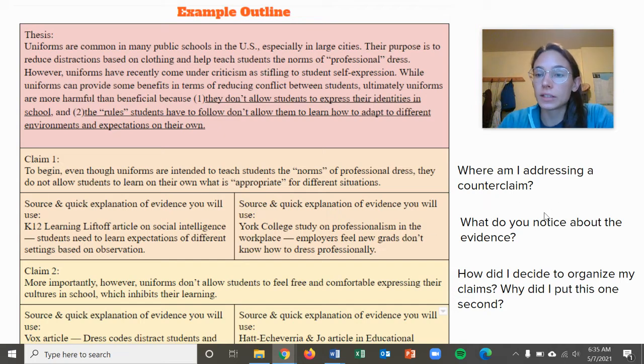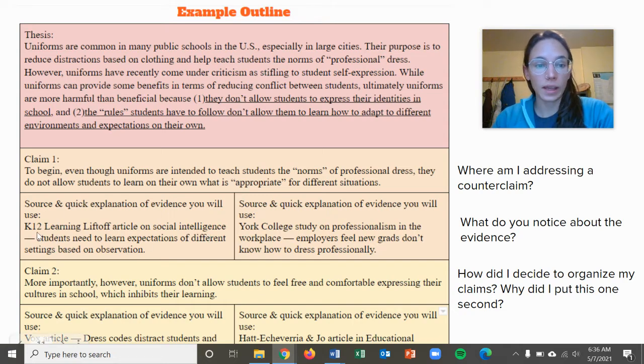And then evidence. So the evidence, you'll notice, is not full quotations, right? It's not quotes from the sources. It is the source. I'm naming the source, right? So I have this K-12 Learning Liftoff article on social intelligence. That is the source that I have.